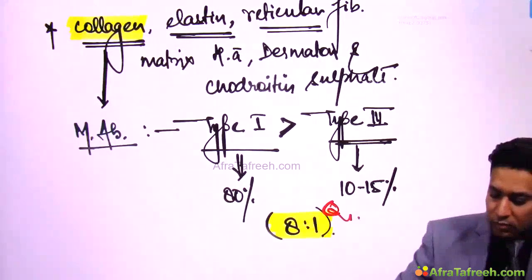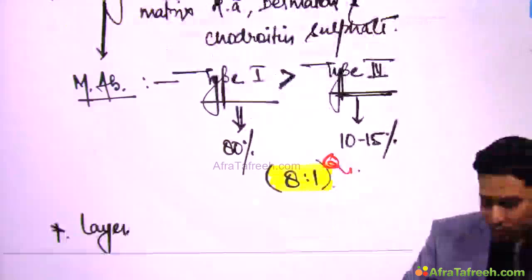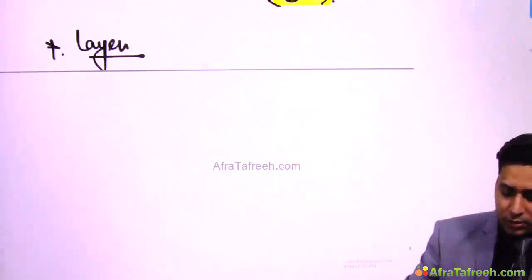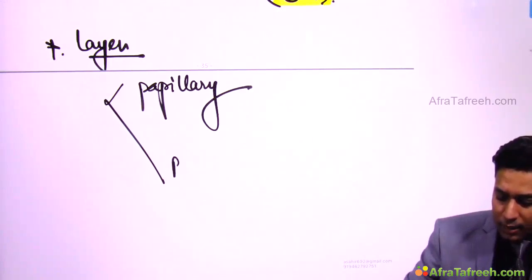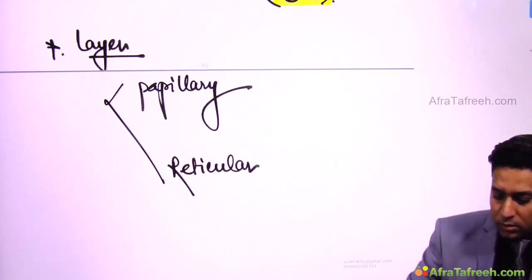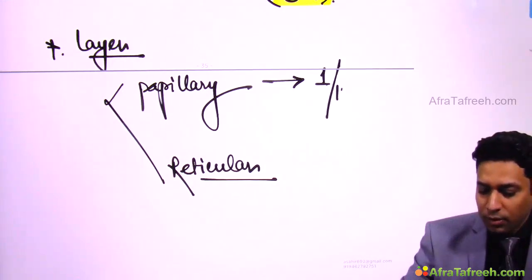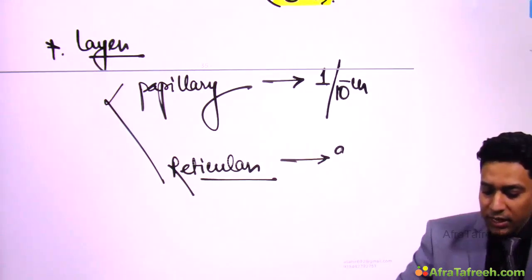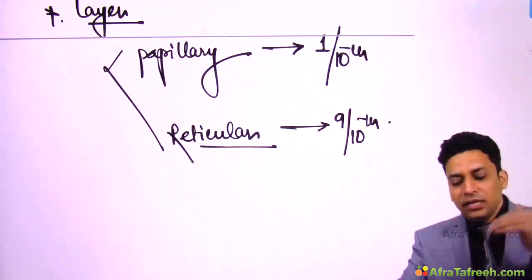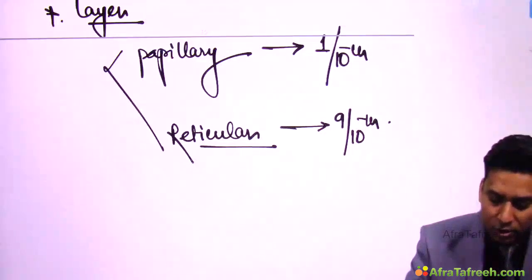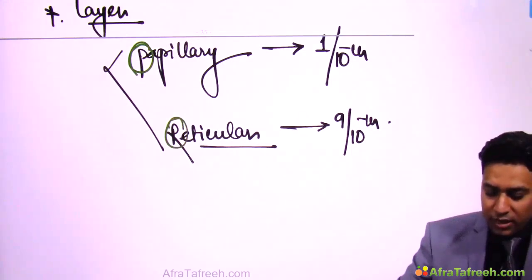This question was also asked: what is the ratio of type 1 to type 3 collagen in dermis? It is approximately 8:1. Then the dermis can further be divided into two layers: papillary dermis and reticular dermis. The upper superficial dermis is papillary dermis, which constitutes the upper 1/10 portion of the dermis, while the remaining 9/10 portion is reticular dermis. So superficial is papillary, deeper is reticular. If you forget this in the examination hall, you can easily recall which one comes alphabetically first. P comes first, so papillary superficial, reticular deep.